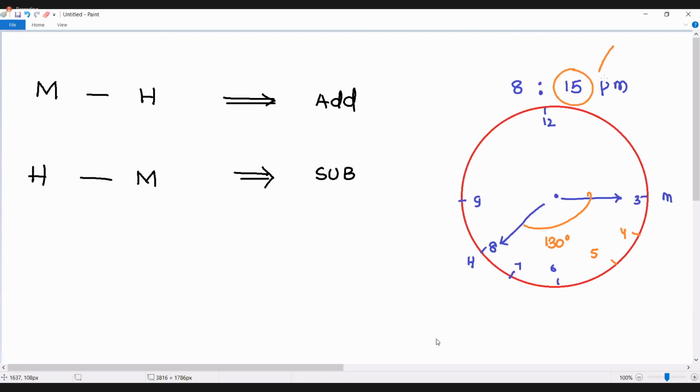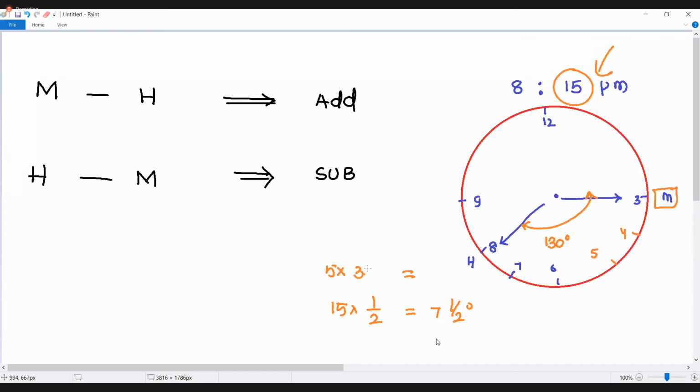And there is a tilt because of 15 minutes. So this 15 minutes will make 15 into half, that is nothing but 7.5 degrees. 7.5 degrees of tilt will be there. This tilt will come inside or outside, you just observe. You are going from M to H, you have to add this tilt or subtract this tilt. First you can just observe.